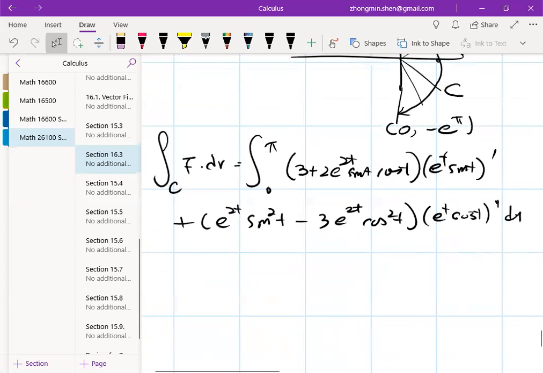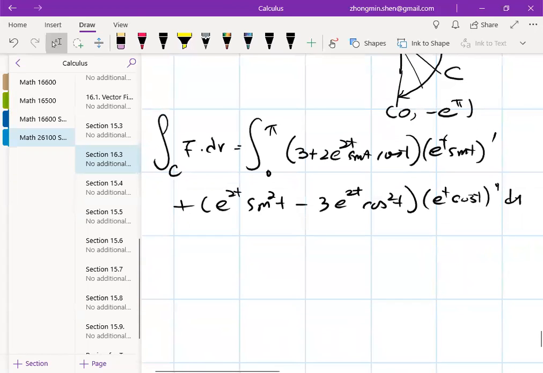Then you should look at the function. Is it conservative? If it's conservative, I really don't care about the path. I can go from the starting point to the endpoint directly along the y-axis. I get rid of this parameterization. Okay, so it's too complicated. Let's check whether F is conservative.